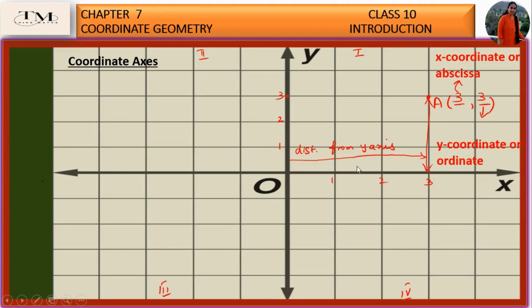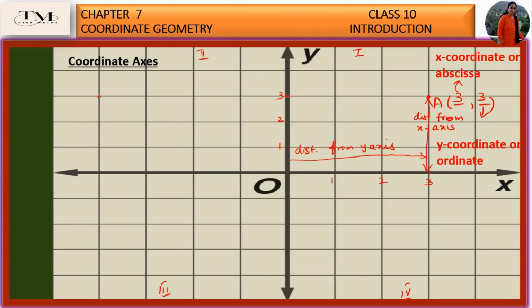The first point is nothing but the distance from the y-axis. That is parallel to x. In x, the point is at 3. So it is 3. The second one, the y coordinate, is nothing but the distance from the x-axis. The distance from the x-axis is parallel to the y-axis, which is at 3. So this point is A of 3, 3.